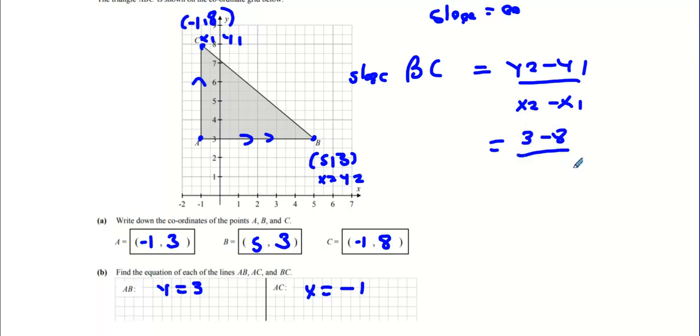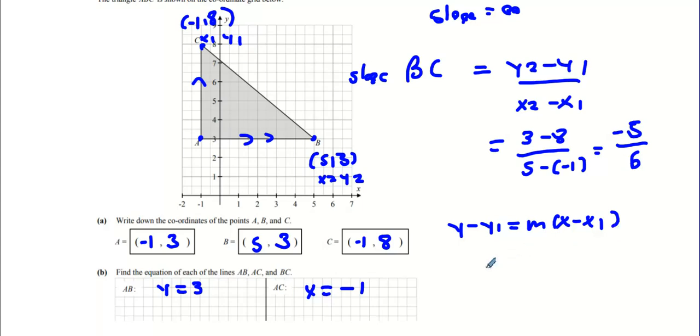3 minus 8. 5 minus minus 1. 3 minus 8 is minus 5, and then 5 minus minus 1 is 5 plus 1, which is 6. Okay. And then we have the equation of our line, y minus y1 equals m bracket x minus x1. And then you get what point is on the line. We can either choose, if it's BC, the equation of BC is what we're looking for.